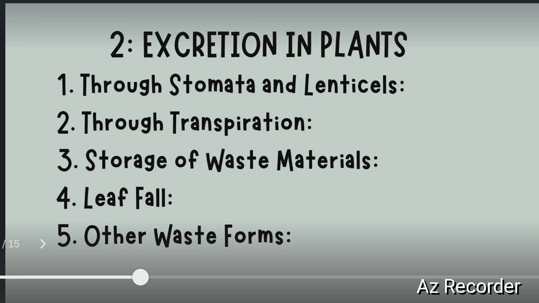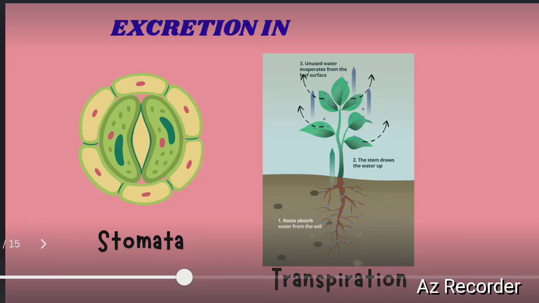Stomata are mainly present in the leaves, and lenticels are specialized structures mainly present in the stems, which act as excretory organs in plants. During photosynthesis and respiration, gases are exchanged naturally. These are the two main things occurring in the stomata and the lenticels. And number two, through transpiration. In the picture you can see the stomata and transpiration.